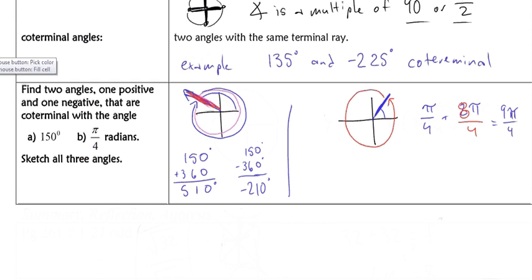If we went the other way with it, if we started at pi over 4, but then went negative 2 pi to get back to the same terminal ray, we would have pi over 4 minus 2 pi, which again is the same thing as 8 over 4 pi. And this time we're going to end up with negative 7 pi over 4. Negative 7 pi over 4. All right, hope that helps.